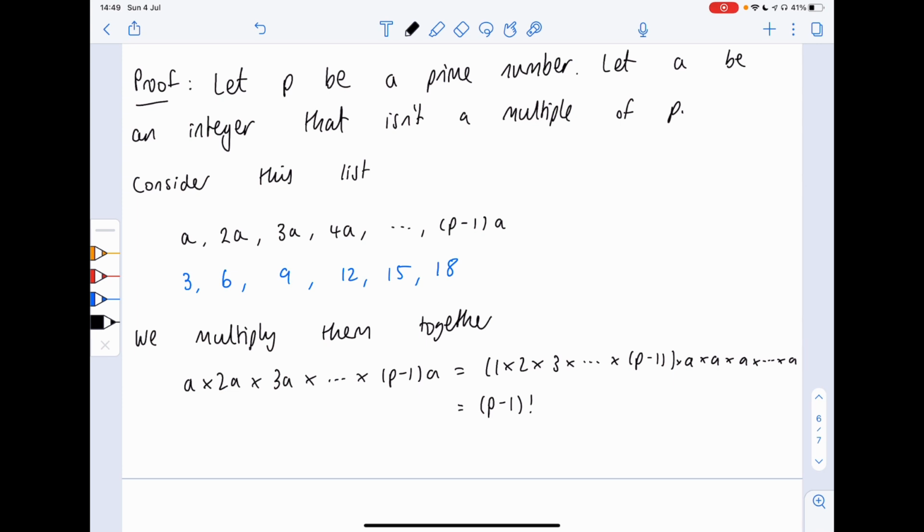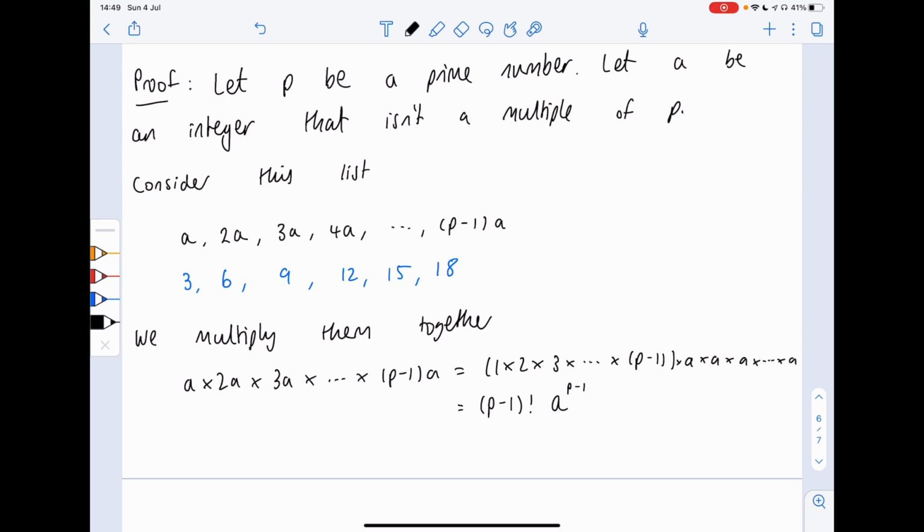And then the second part of this, we've got a times a times a times a. Well, how many a's do we have? Maybe it'd be quite useful to look here. We've got 1, 2, 3, 4, 5, 6 here, right? And similarly, up here we've got 1, 2, 3, 4, dot dot dot. There's p minus 1 of them, right? When you multiply a together p minus 1 times, you get a to the power of p minus 1.